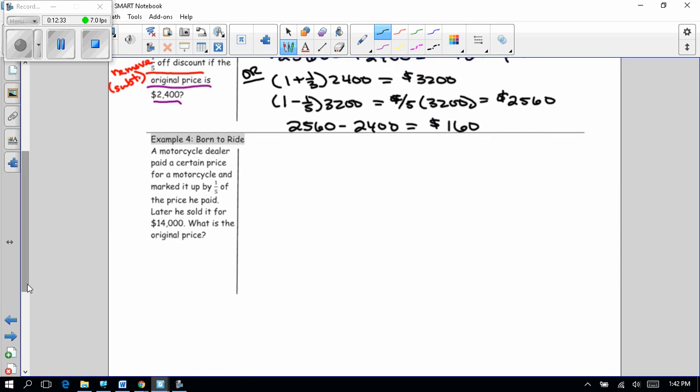All right, last one, Born to Ride. A motorcycle dealer paid a certain price for a motorcycle and marked it up by 1/5. Marked it up by 1/5 of the price he had paid. He later sold it for $14,000, right? He sold it for $14,000. What was the original price? How much did he pay way back at the beginning, right? Way up here. What's that price?